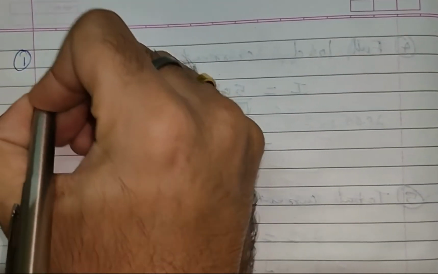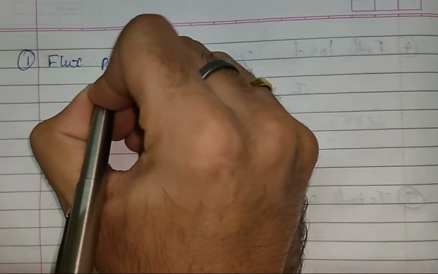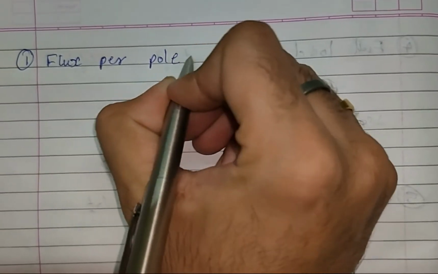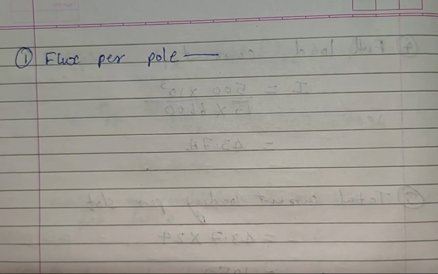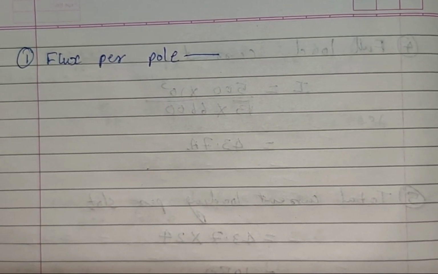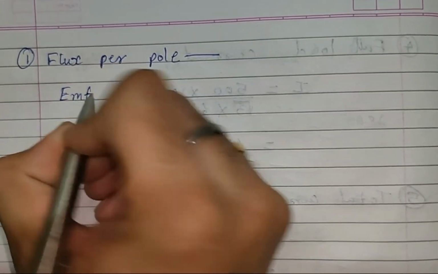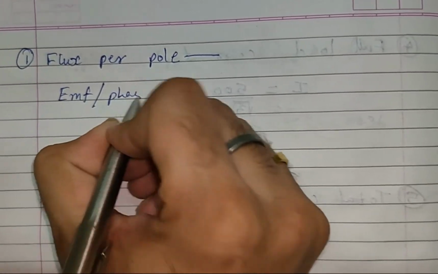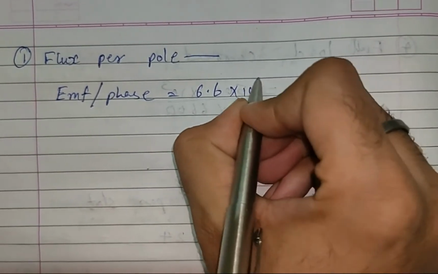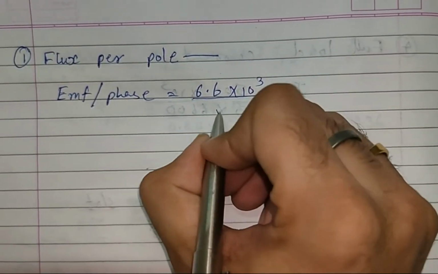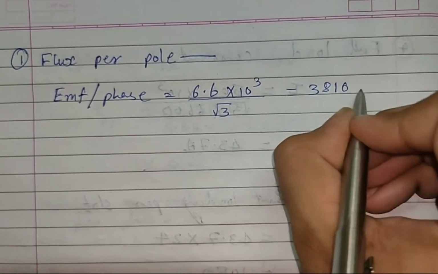As the question asked, we'll start with the first term to be solved, that is flux per pole. Assuming that the stator winding is star connected, the EMF per phase can be taken as 6.6 kV, so 6.6 into 10 raised to 3 divided by root 3. This gives us the value as 3810 volts.